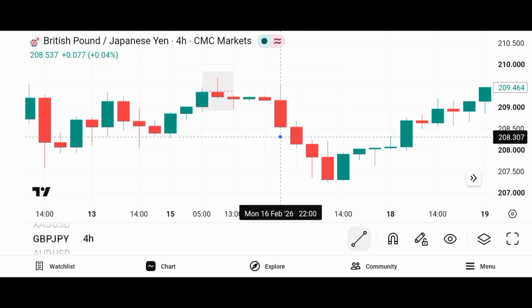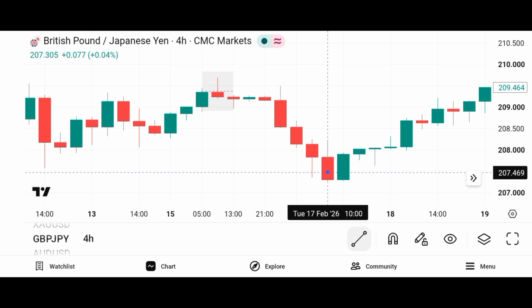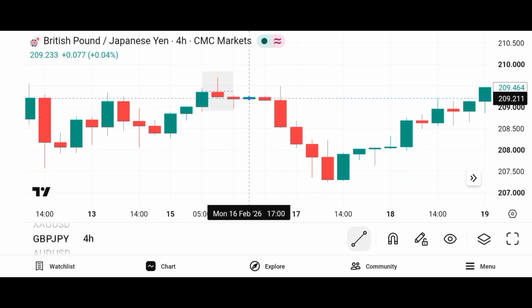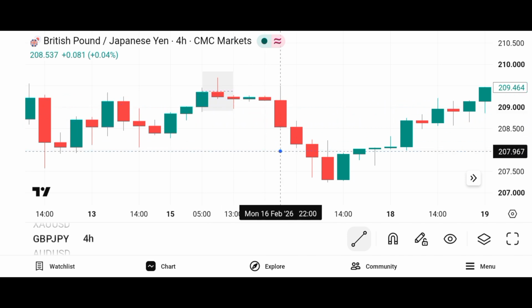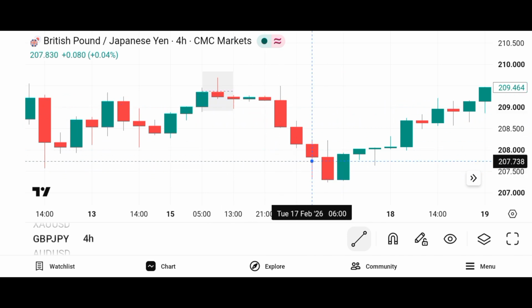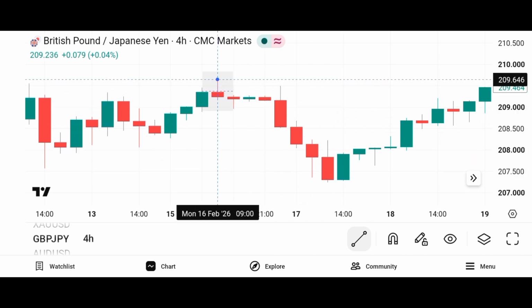So this is where we are going to stop for the class. I've given you the illustration. I've also shown you the example from our chart. In our next class, we'll talk about market structure.